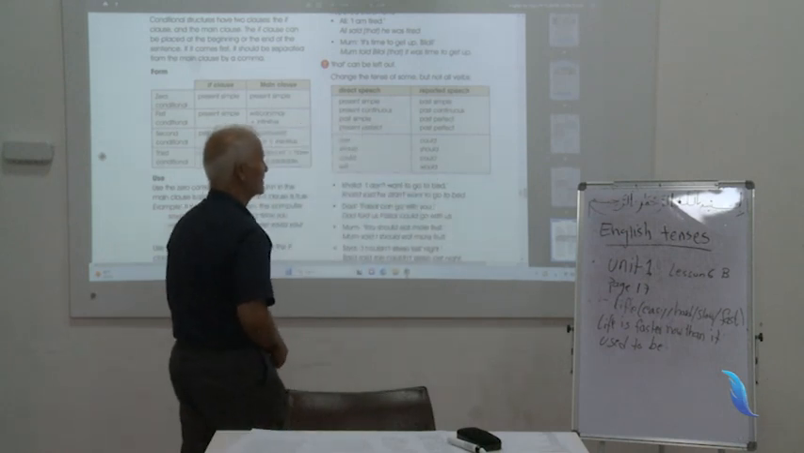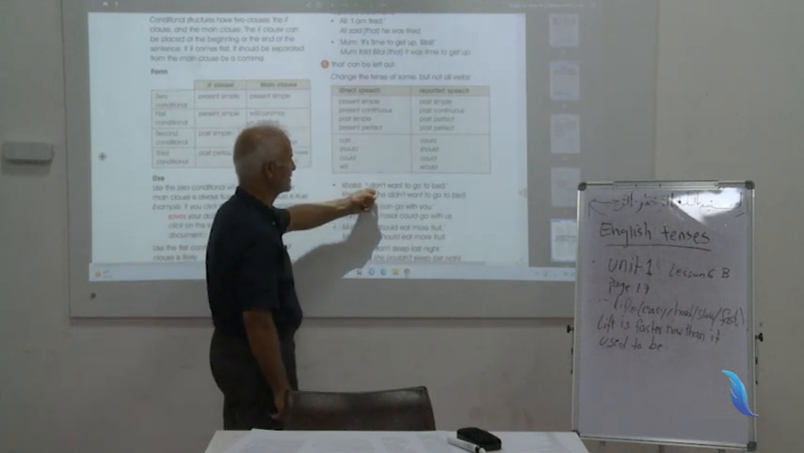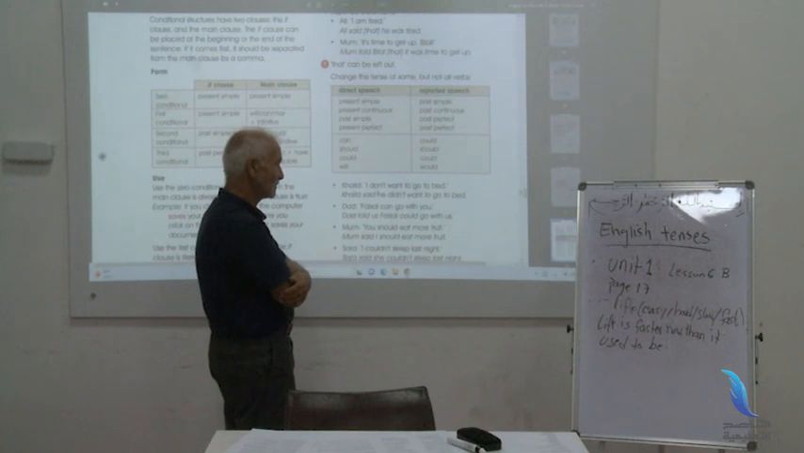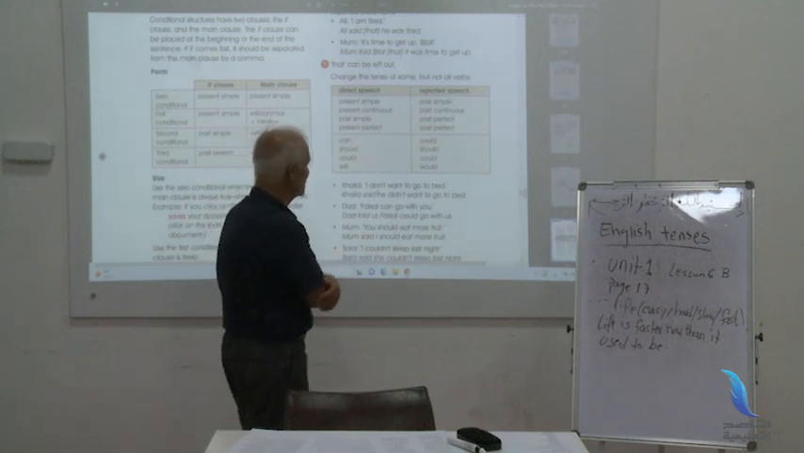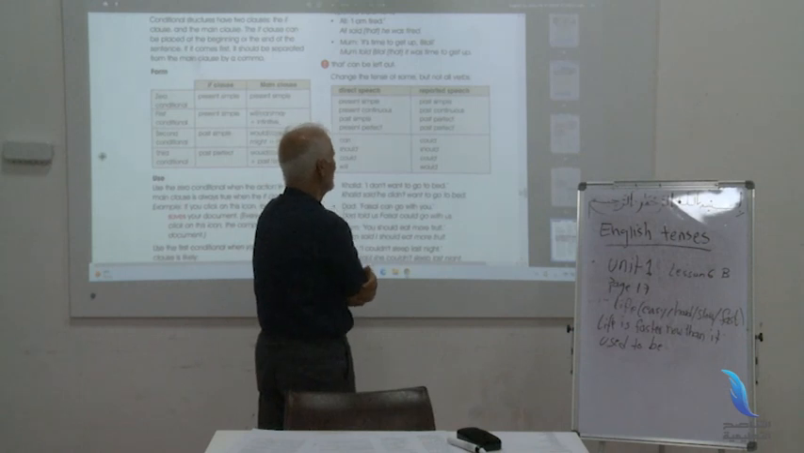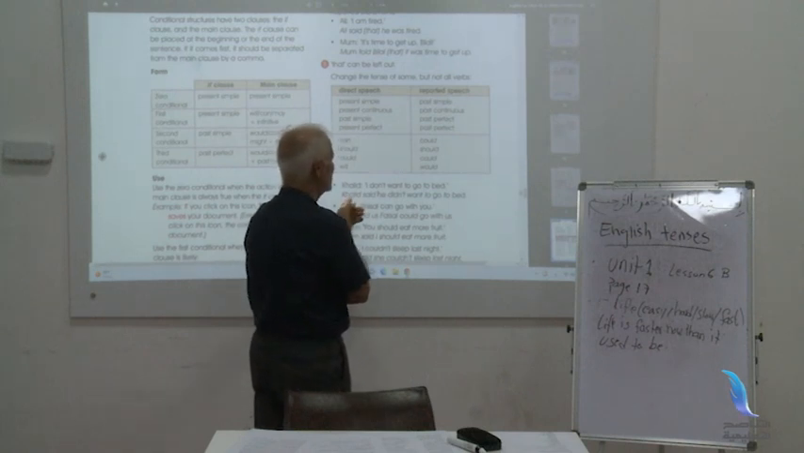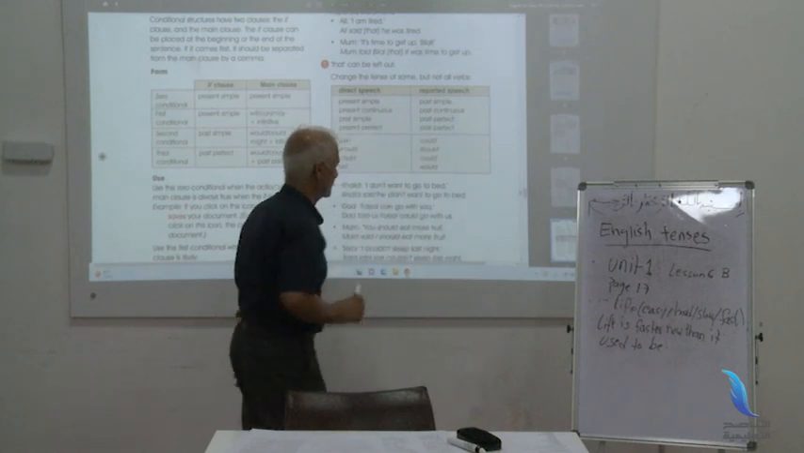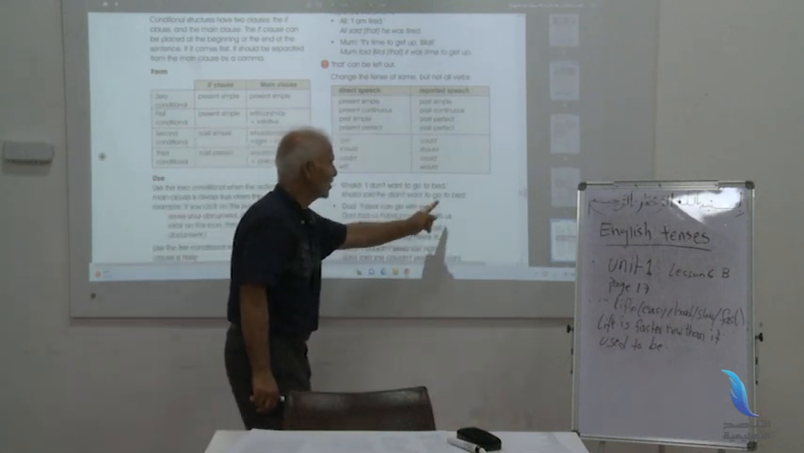Okay, so I'll give you an example for this. Khalid was saying, 'I don't want to go to bed.' So Khalid said, this is direct speech, 'I don't want to go to bed.' If I want to change this to indirect speech or reported speech: Khalid said he, look at the verb, how he changed it. Don't, he changed it to did not, because present simple changes to past simple. Did not want to go to bed.